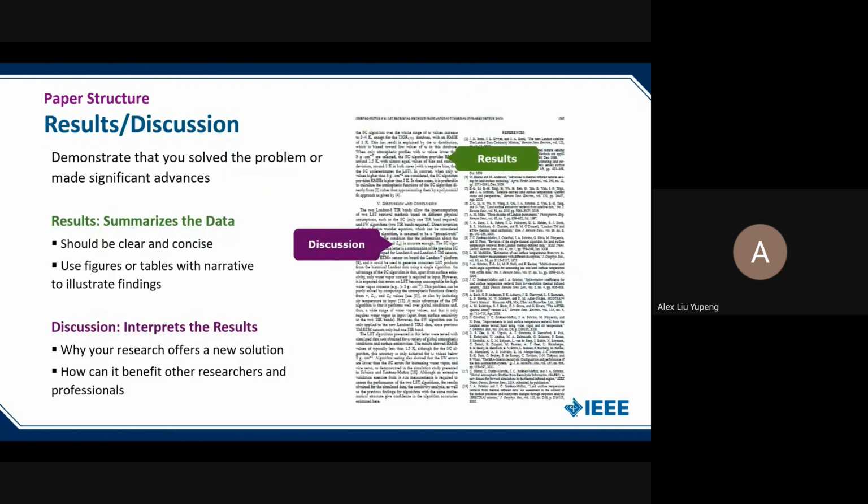And the purpose for that is because you need to interpret the results. What does the result say? What does the result mean? Does it approve or validate your research hypothesis or methodologies? And what's the benefit of it? Does it show any improvement of accuracy or improvement of efficiency?